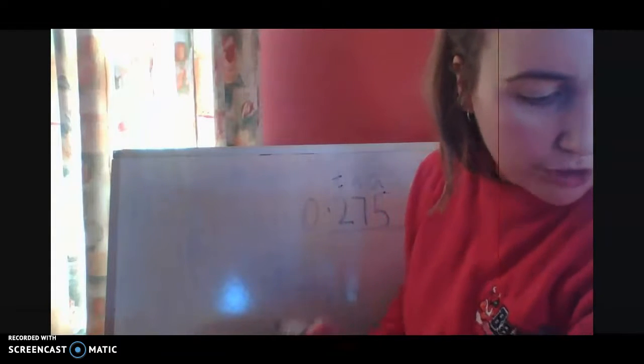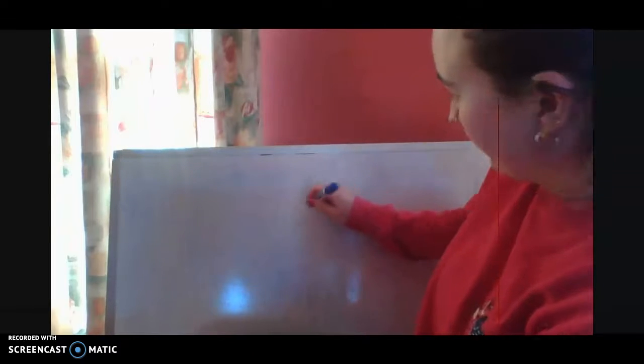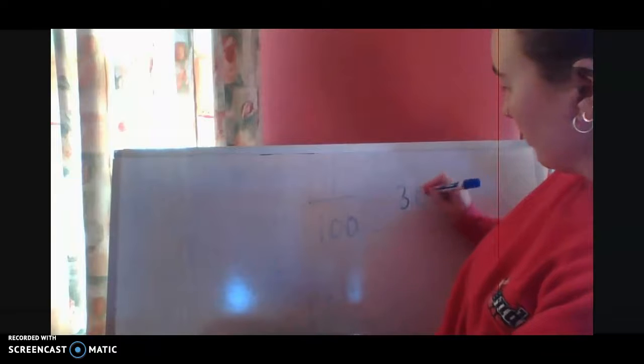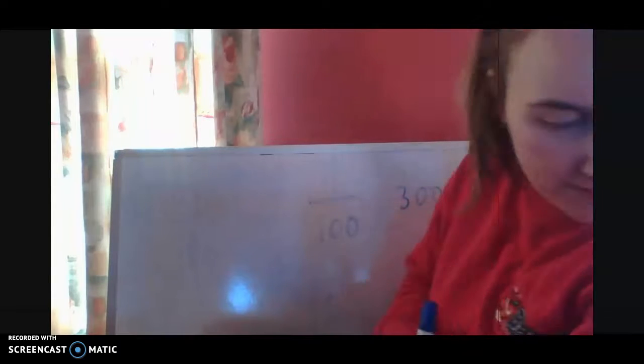What is 100th of 300? To find a fraction of anything, you need to divide by the bottom. So you need to divide 300 by 100.